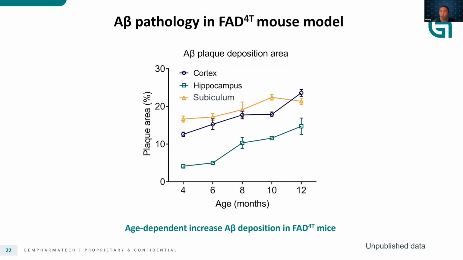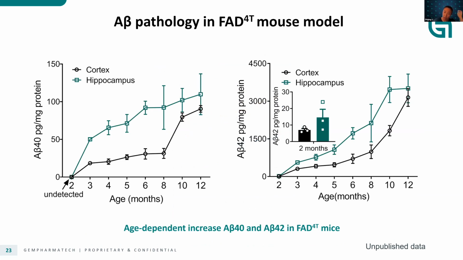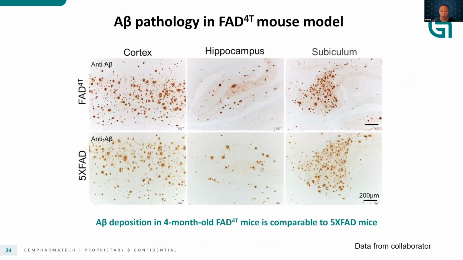Here is a quantification of the plaque by the area of each one of them. And in terms of A beta 40 and A beta 42 accumulation, these are the quantification of the protein from cortical regions as well as hippocampal regions. As you can see, either one of those also follows an age-dependent increase. And finally, our collaborator did a comparison between our mice, the F84T, versus the most popular strain, 5X FAD. At 4 months of age, the beta amyloid accumulation between the two strains is very comparable.